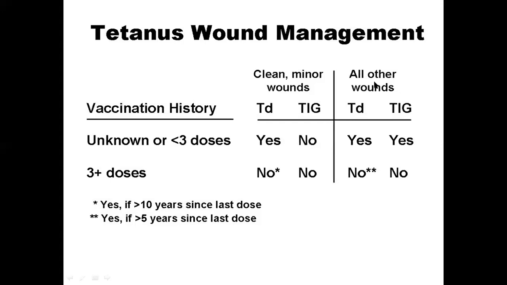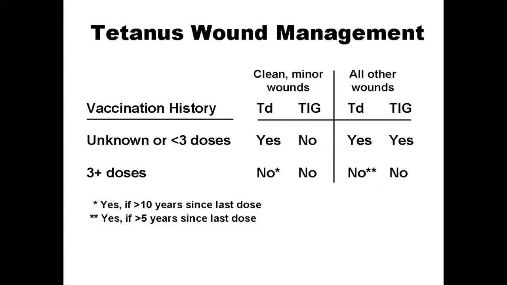What about all the other wounds, like dirty wounds? If it is a dirty wound and the doses are unknown or less than 3, you must give both the tetanus vaccine and the tetanus immunoglobulin. And what about if there are 3 doses? Then if 5 years have passed with a dirty wound, you must give the tetanus vaccine, but no need for the tetanus immunoglobulin.